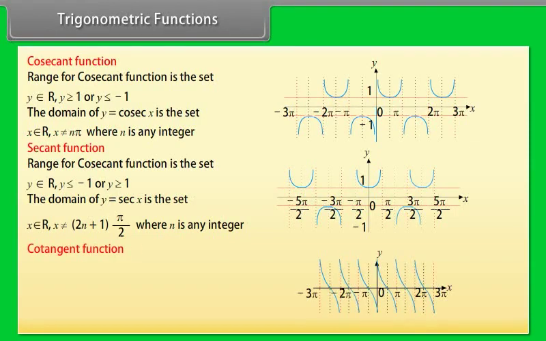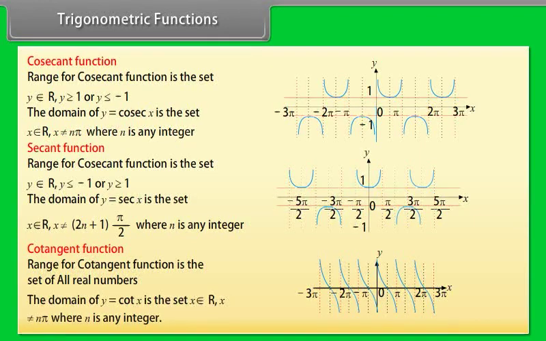Cotangent function. The range for the cotangent function is the set of all real numbers. The domain of y = cot x is the set x belongs to real numbers, x not equal to nπ, where n is any integer.